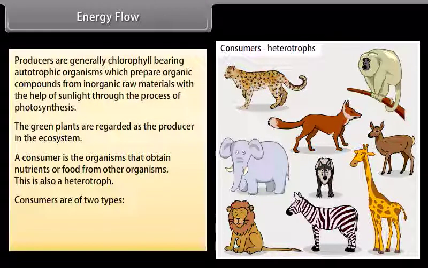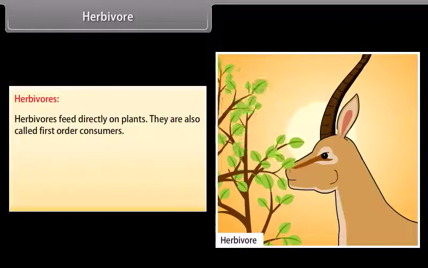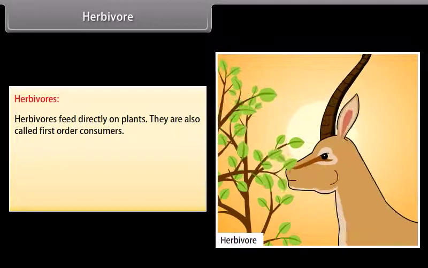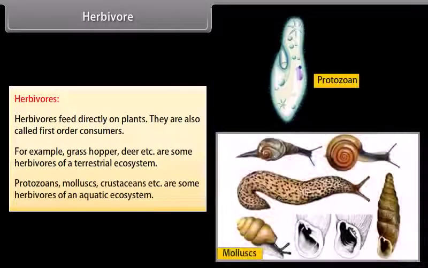Consumers are of two types. They are herbivore and carnivore. Herbivores feed directly on plants. They are also called first-order consumers. For example, grasshopper, deer, etc. are some herbivores of a terrestrial ecosystem. Protozoans, mollusks, crustaceans, etc. are some herbivores of an aquatic ecosystem.